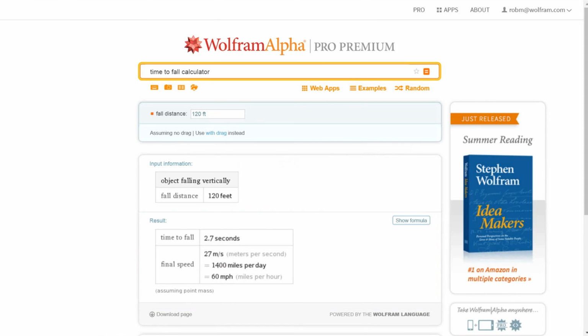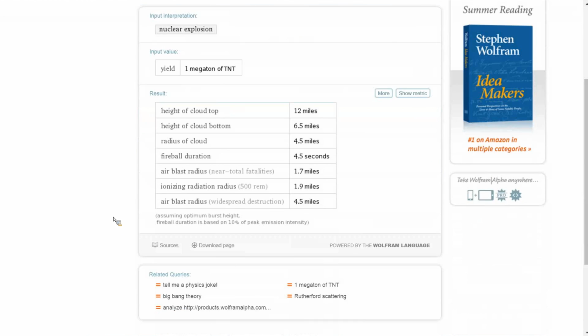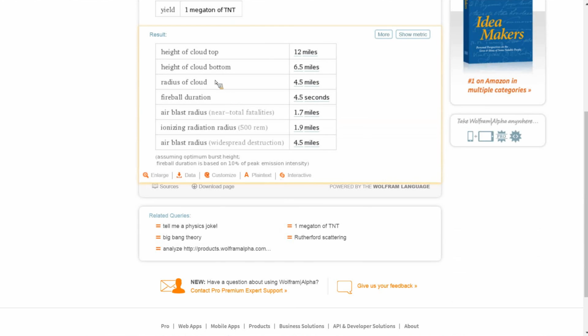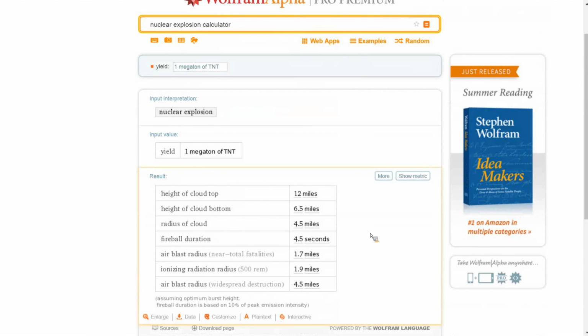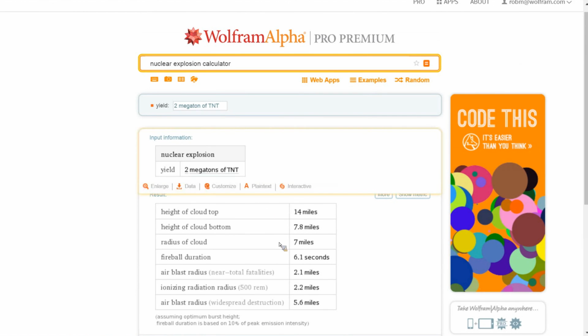So I could look at a nuclear explosion calculator, and I could put in different yields of a nuclear bomb, and I can get all of these properties, like how high would the cloud be? What's the blast radius? And to be honest, I don't know. This isn't my field. I don't know how these things are correlated. So when I put in 2 megatons, I don't know how the blast radius is going to change in proportion.